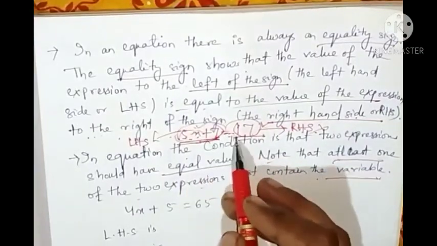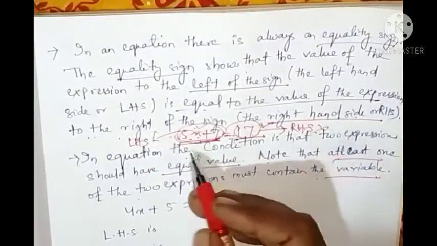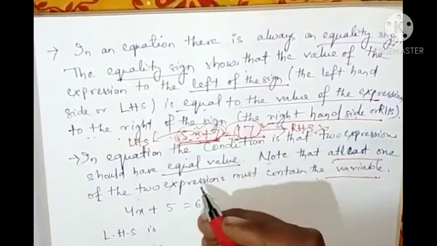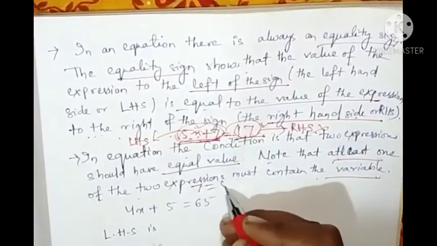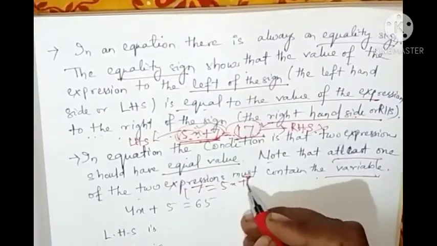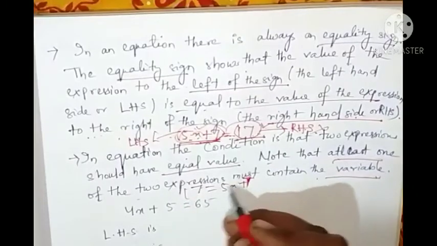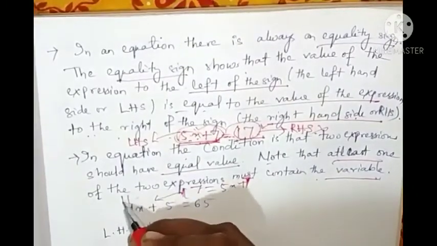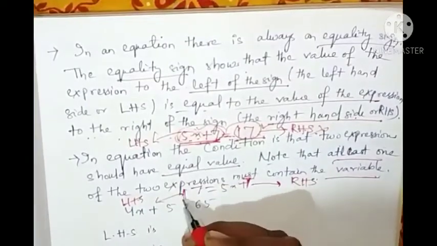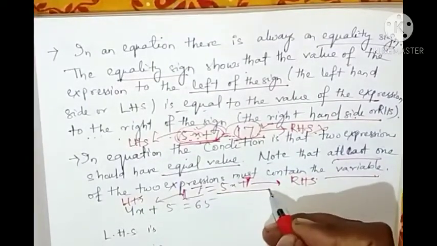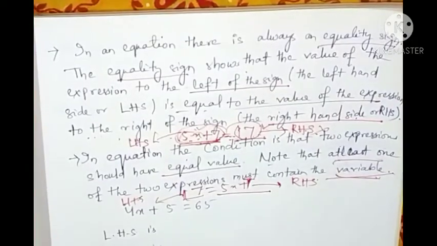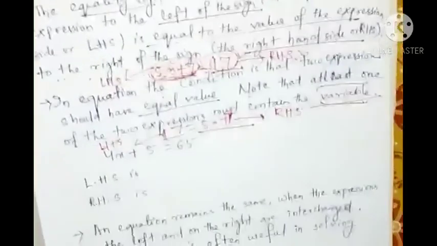You can write 5x plus 7 equal to 17 as 17 equal to 5x plus 7. Here this one is LHS and this one is RHS. So here the right hand side contains the variable. So this is about equation. Let's see another example.